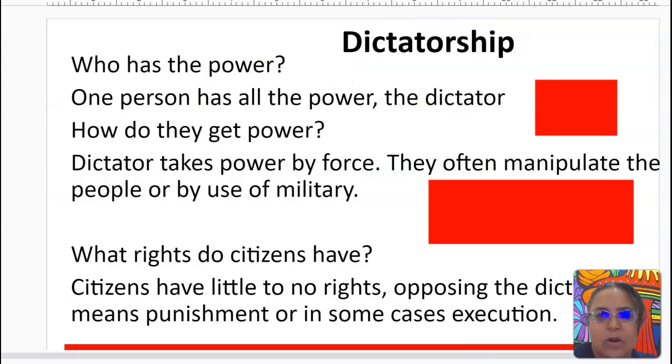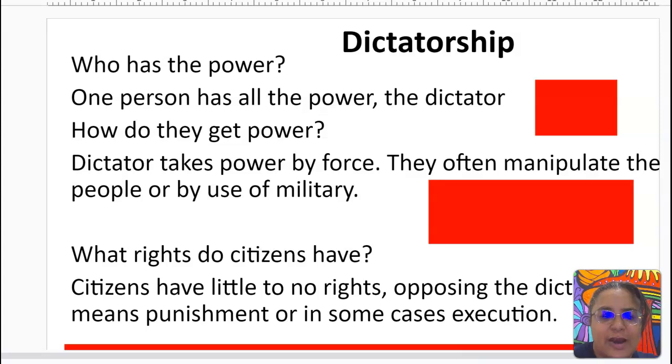Dictatorship: who has the power? One person has all the power. That is the dictator. How did they get this power? Well, the dictator takes power sometimes by force. They often manipulate people or they use the military, and so therefore they have force.